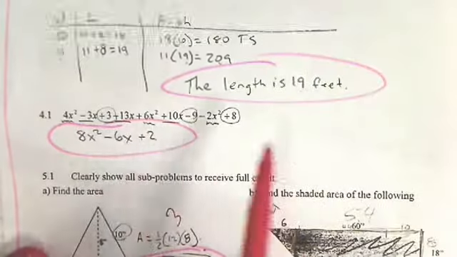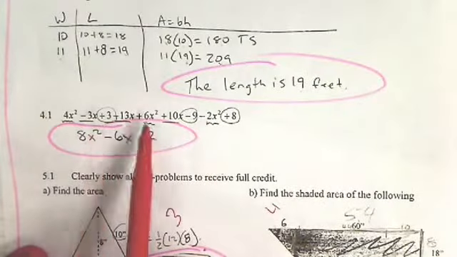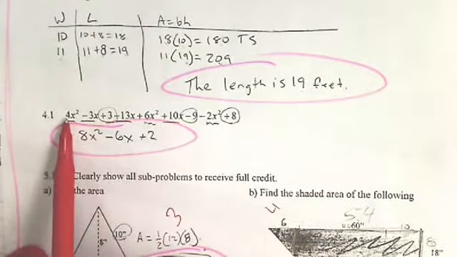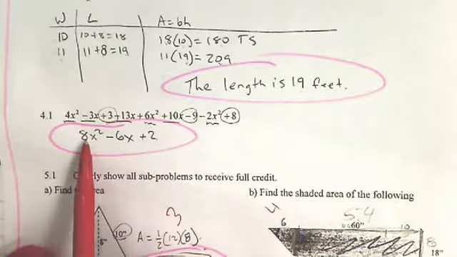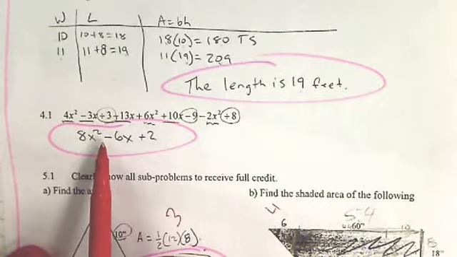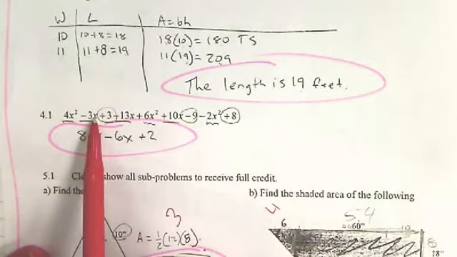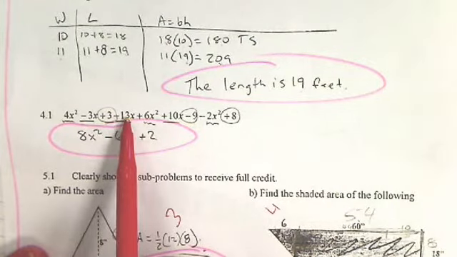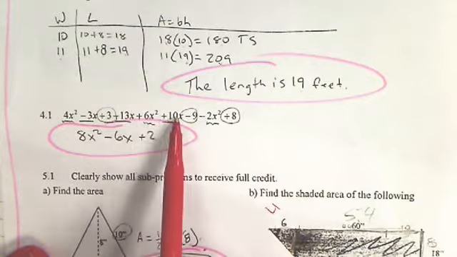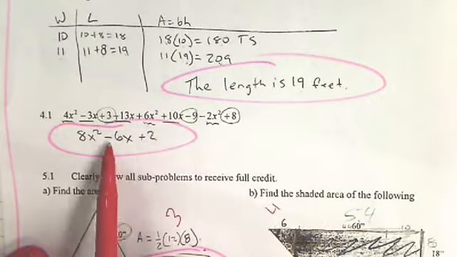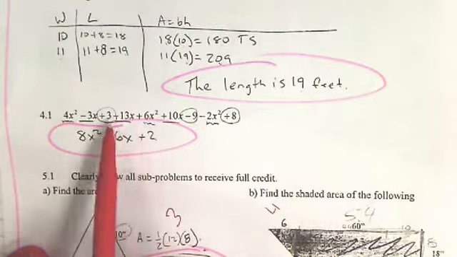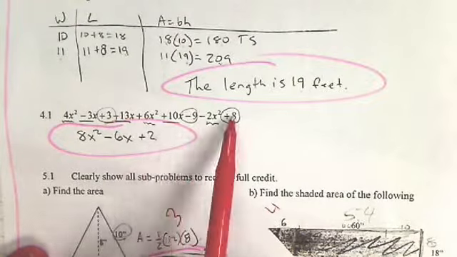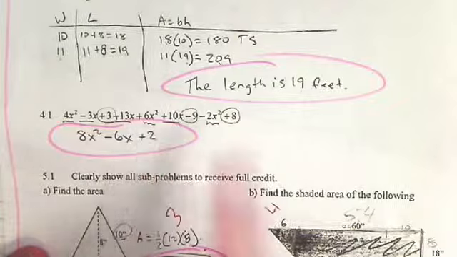Combine like terms. I combined all the x squareds together, so that's 4 plus 6 is 10 minus 2. There's my 8 x squareds. Now I looked at the x's. Negative 3x, negative 13x is negative 16x. And plus 10x gives me negative 6x. And now I'm down to just the constants. 3 minus 9 plus 8 gives me the 2.